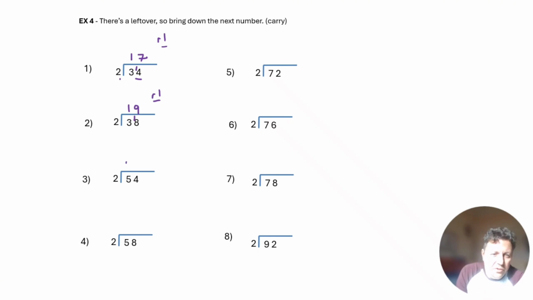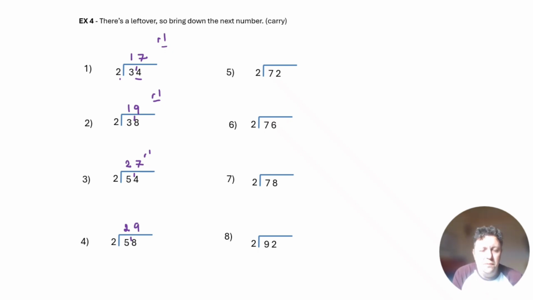2 into 5 goes twice, and that is another remainder of 1. So bring that 1 down. And now it's 2 into 14. That goes 7 times. And finally 2 into 5, that's going to go twice, because 2 times 2 is 4. That's as close as we can get to 5. That's another way of asking or thinking about it. So what's left over? 1, we're going to bring that 1 down to 18. Now 2 into 18 goes 9 times.